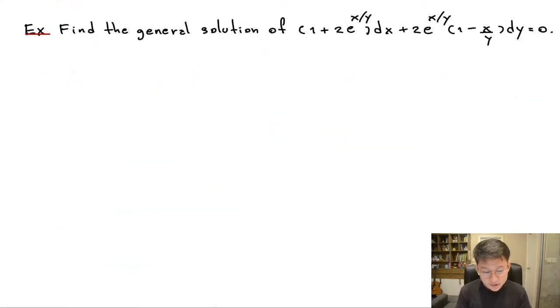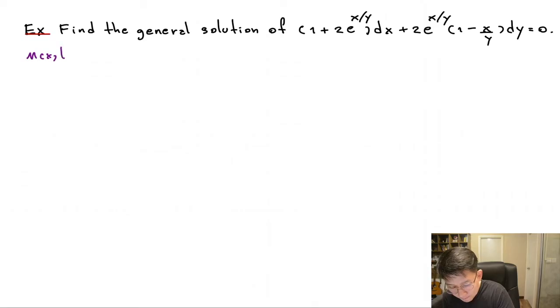Okay, let's look at this problem. Find the general solution of 1 plus 2e to the x divided by y, dx plus 2e to the x divided by y times 1 minus x divided by y, dy equals 0. Okay, I'll let M of x, y be 1 plus 2e to the x over y.